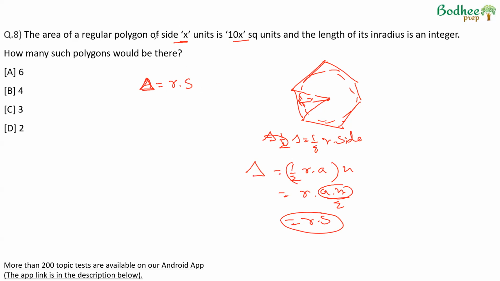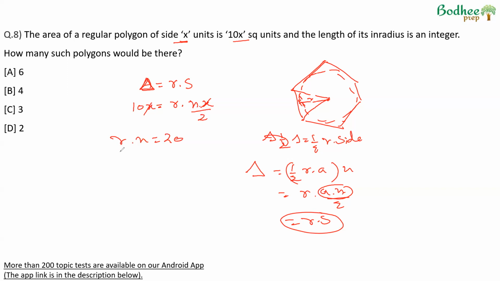Here, the area of a regular polygon of side x is 10x. So area is 10x, and the length of the inradius is an integer. The semi-perimeter will be, if the sides are n, n into x by 2. x and x can get cancelled, and therefore r into n has to be 20.